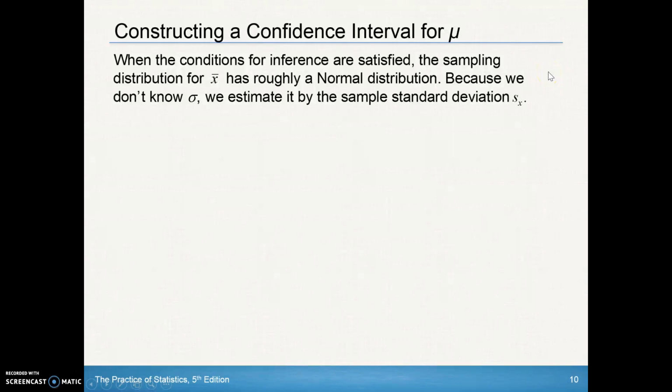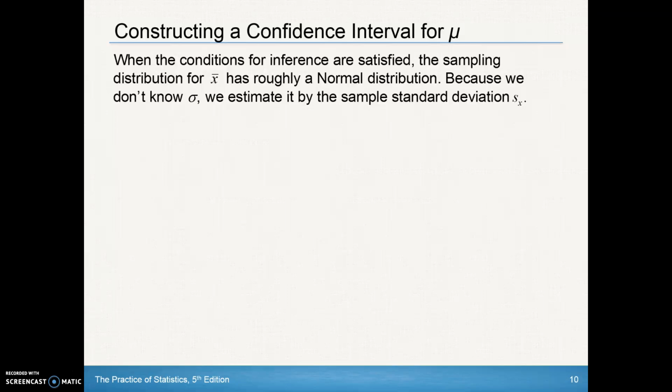All right, and welcome to day 2 of chapter 8, section 3. We'll pick up by looking at how to construct a confidence interval for mu. Well, when the conditions for inference are satisfied, so that we've got an SRS, we've got independence, and we've got normality, the sampling distribution of x bar has a roughly normal distribution.